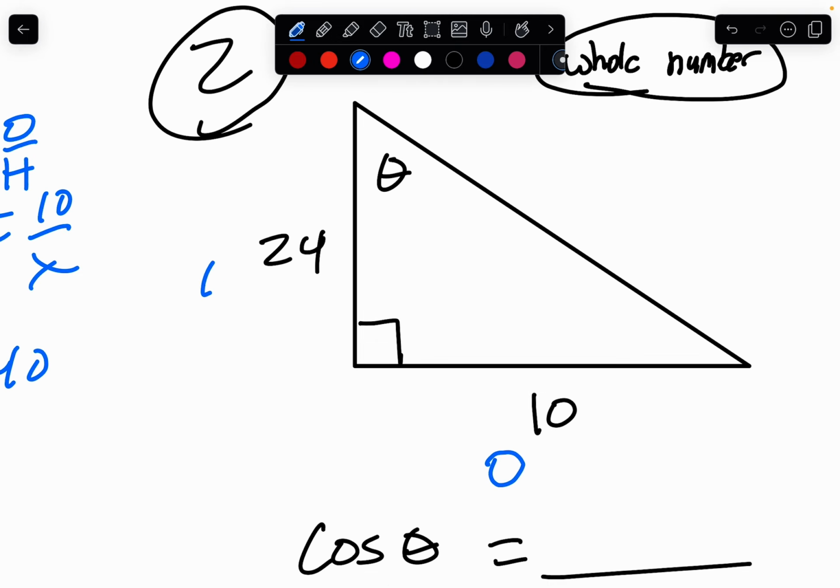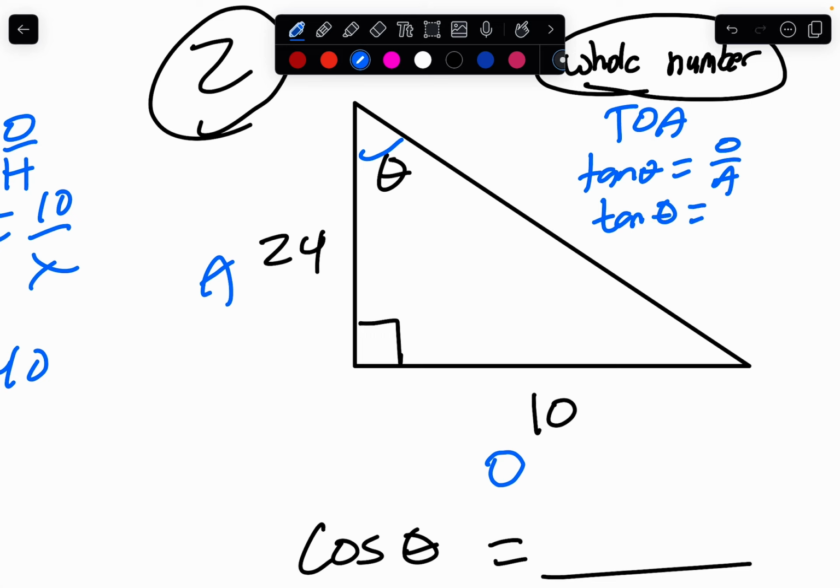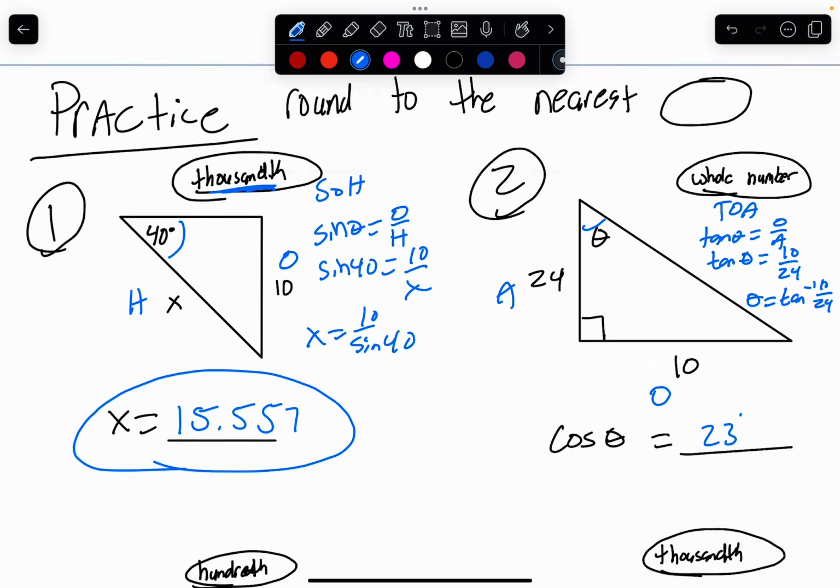Next one, nearest whole number. This is opposite and adjacent for my angle. So that is the TOA part of SOHCAHTOA. So tangent of theta equals opposite over adjacent. So the tangent of theta equals 10 over 24. How do we undo tangent? We do inverse tangent of both sides, and this is what it looks like. So I'm going to type in inverse tangent of 10 over 24. And it says round to the nearest whole number. That is going to be 23 degrees.